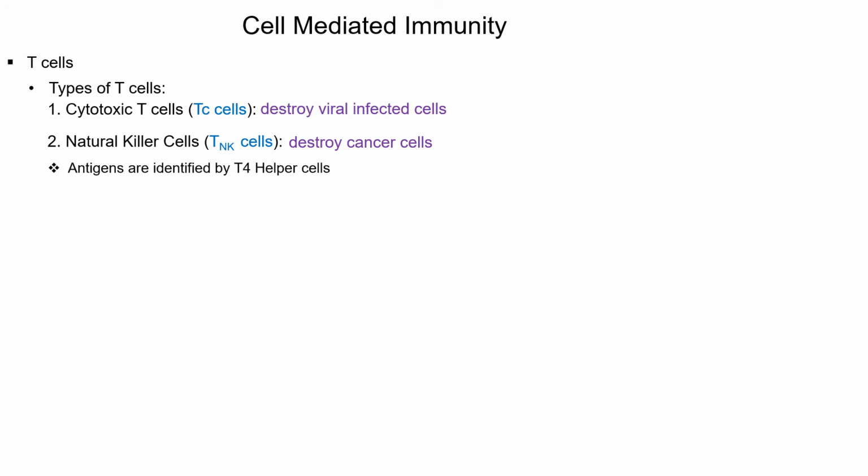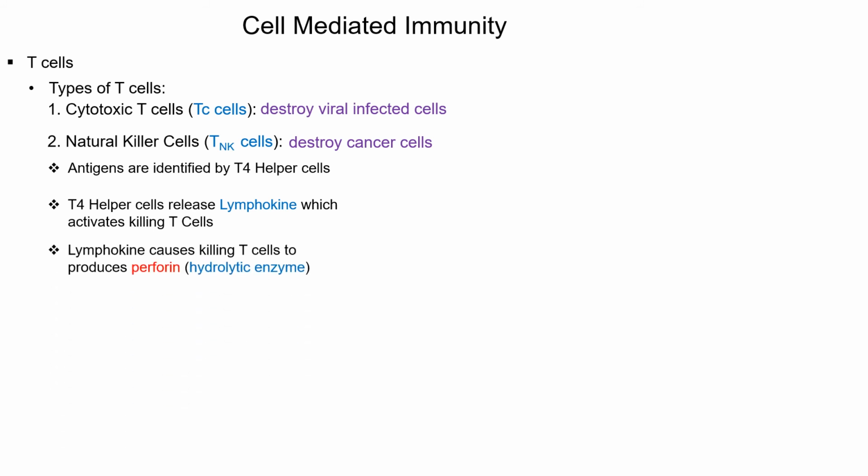The help comes from the T4 helper cell. Now, folks, the T4 helper cell is again going to produce and release lymphokine. But the lymphokine here does not cause B cell reproduction. Instead, it activates the killing T cells. What it does is it tells the cytotoxic cell, this is a viral infected cell. It tells the NK cell, this is a cancer cell. And it will cause those cells to produce and release something called perforin.